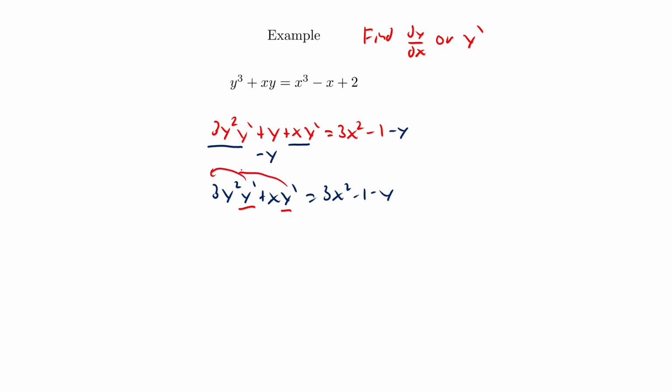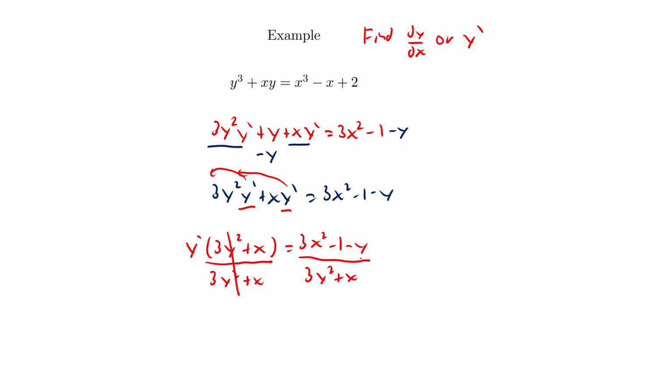We're going to factor out a y prime. So this is going to be y prime times (3y squared plus x). And then the right-hand side will still be 3x squared minus 1 minus y. And now we have something that looks like this. We can isolate this y prime by dividing both sides by 3y squared plus x. And then that cancels, so that means that y prime will just be this right here.